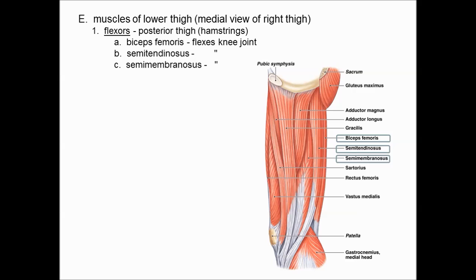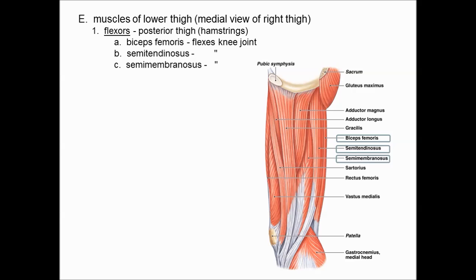Okay, and then there are muscles of the lower thigh, and this is the medial view of the right thigh where these are located. The flexors are the biceps femoris, which you can barely see, it just goes through the back here, then the semitendinosus and the semimembranosus. The semitendinosus is right here, just anterior to the biceps femoris, and the semimembranosus is underneath it.